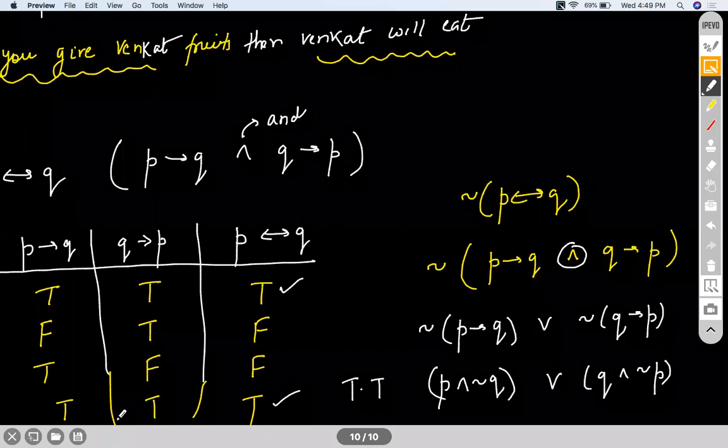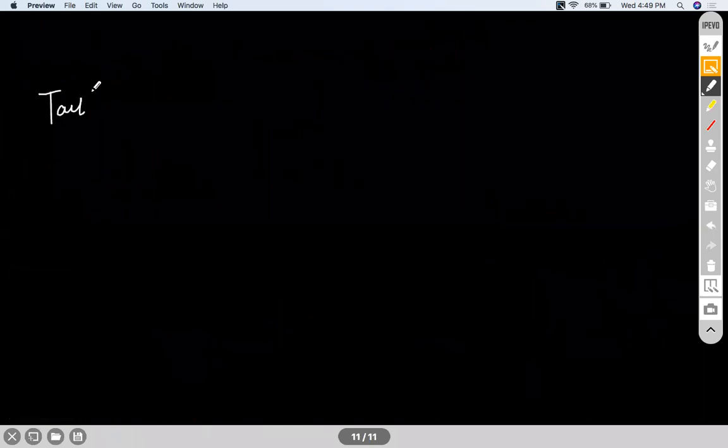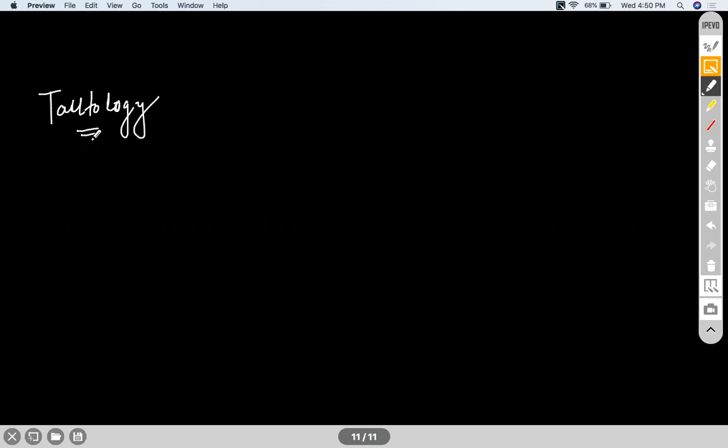Now, somebody was asking, what's a tautology? A tautology is basically a statement which is always true irrespective of the truth value of the component statements. Should I repeat my statement once again? Yes, sir. A tautology is a statement which is always true irrespective of the truth value of the component statements.